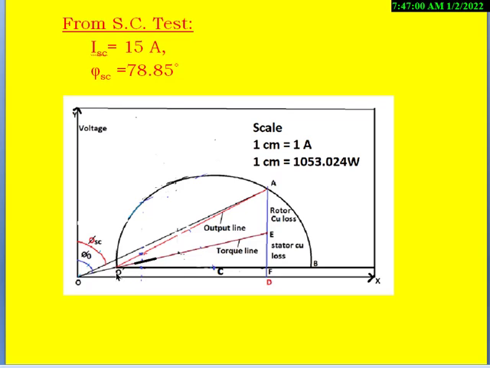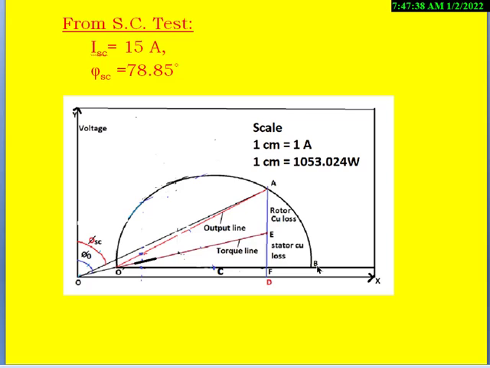Now draw a perpendicular bisector of the output line, that is O dash A, and that perpendicular bisector will cut the O dash B line at point C like this. Now with point C as center and O dash C as radius, draw a semicircle like this, so that it will cut the horizontal line at point B.